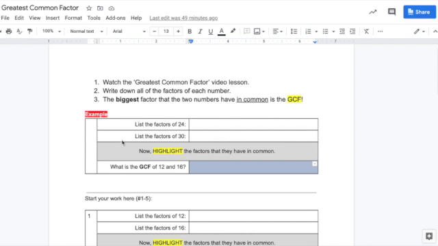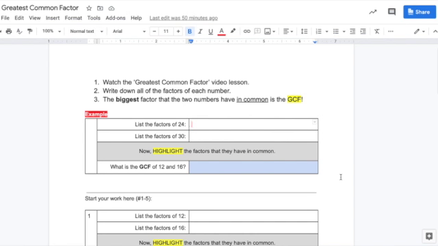Then when you come to your page, the first thing you want to do is write down or type the factors of each number, and I encourage you to do this on a piece of paper first. So you might want to do it on a piece of scrap paper and then transfer your answers here into the box. Okay, so the first thing you want to do is list the factors of 24.